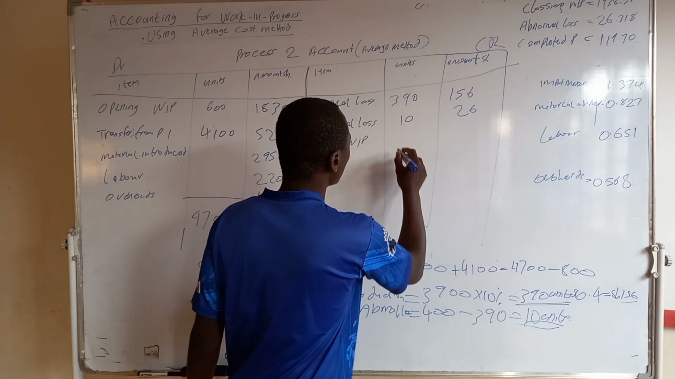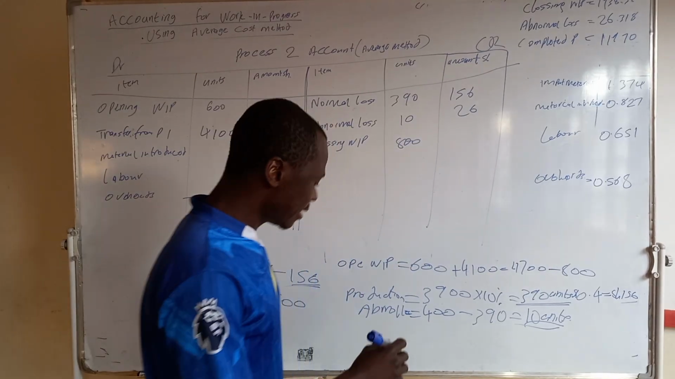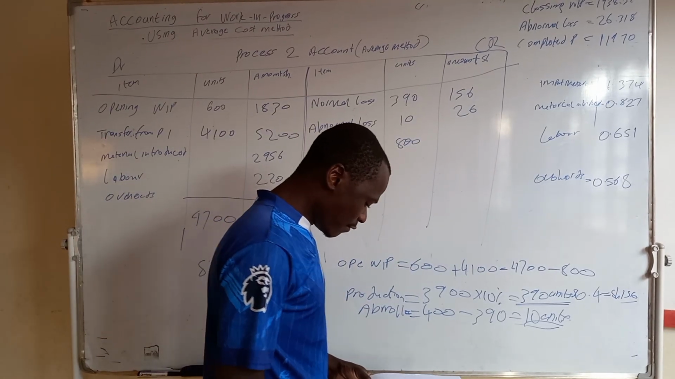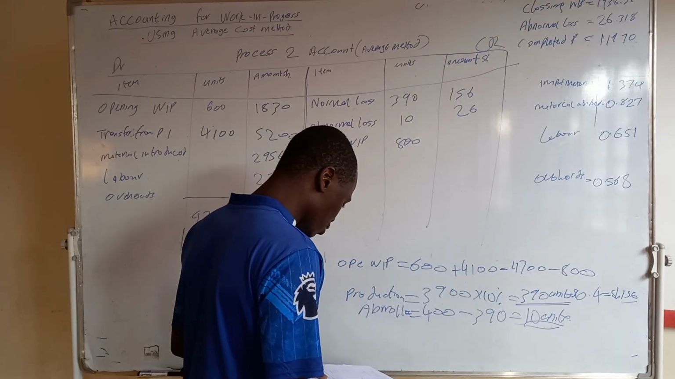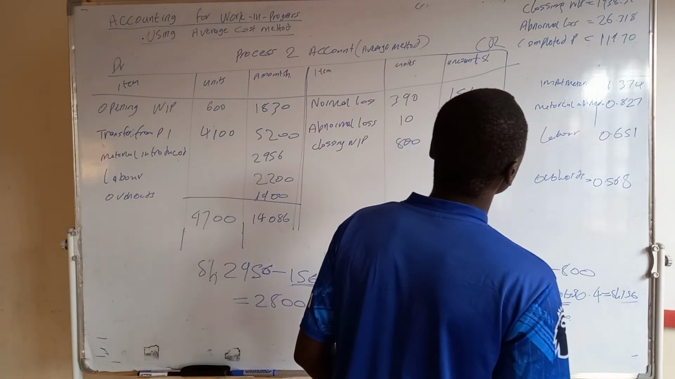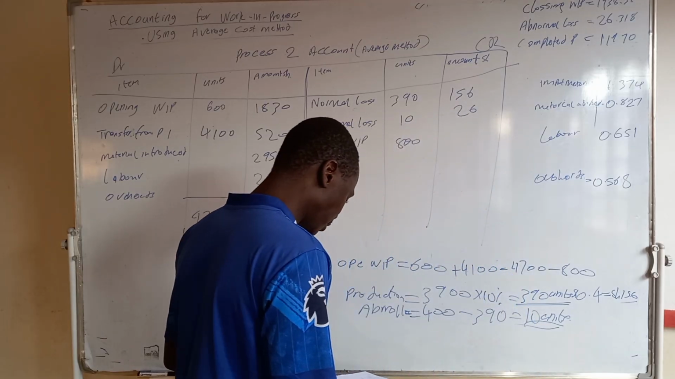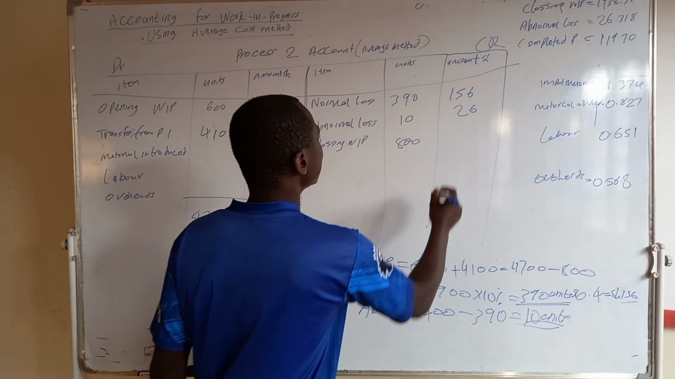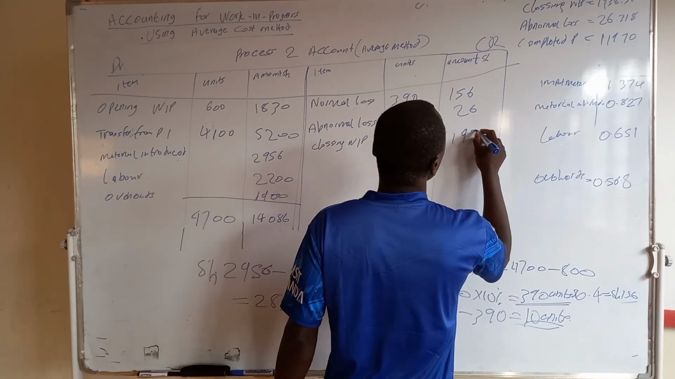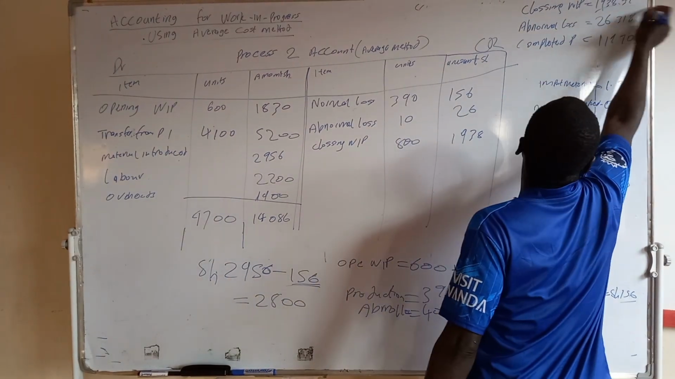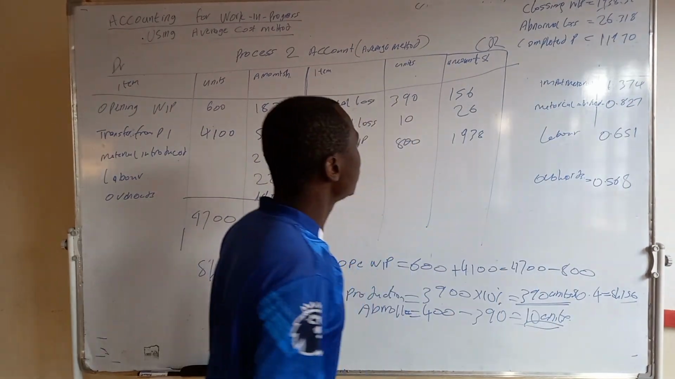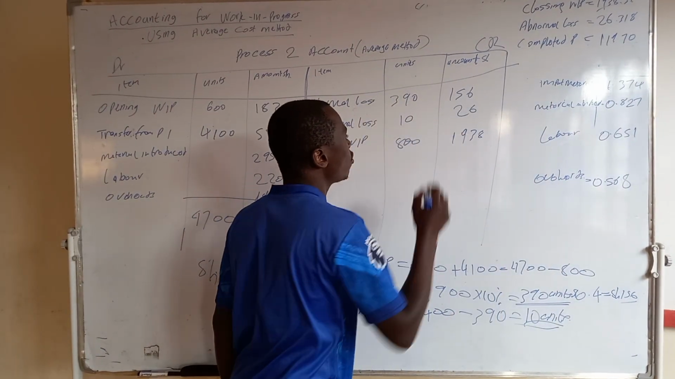Closing work in progress were 800 units. The value was 1938, rounded off to the nearest whole number.